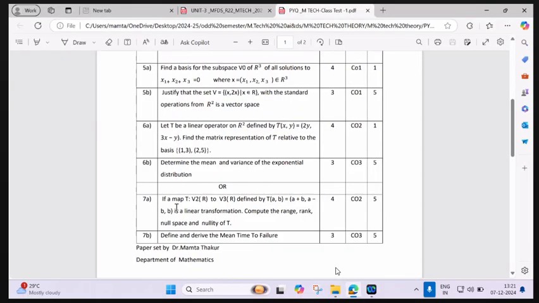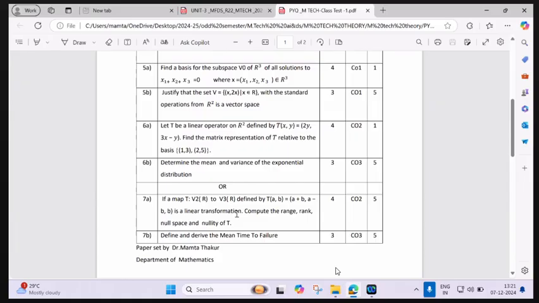Now, the next question is, if a map T is a mapping from R2 to R3, this is the relationship given to you: A plus B, A minus B, comma B. They are telling it is a linear transformation. So what will you do? You'll first write the matrix of the linear transformation. Find the rank of that matrix. Find out the row space, find out the column space. Based on that, you decide your R of T and nullity of T. How many elements of the domain are mapped to zero of the codomain, that information you will get from the matrix of the transformation.